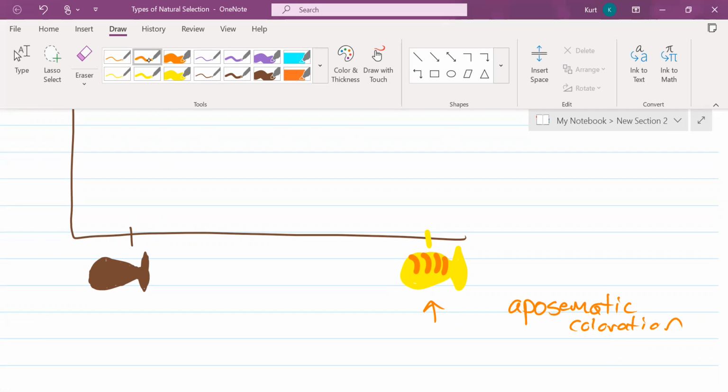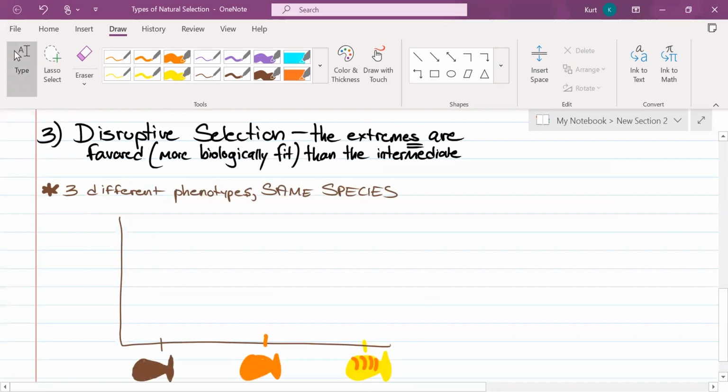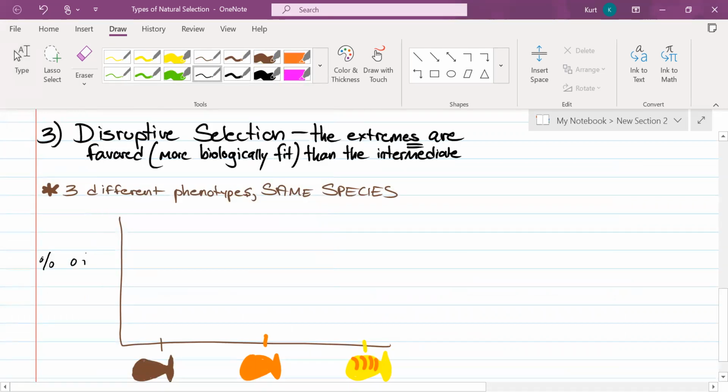And then we have the intermediate phenotype, orange fish. Turns out, predators in this lake can only see one color. Guess what that color is? Orange. And so this fish is not really what you want to be. That color, I mean. So we have the y-axis, percent of population.